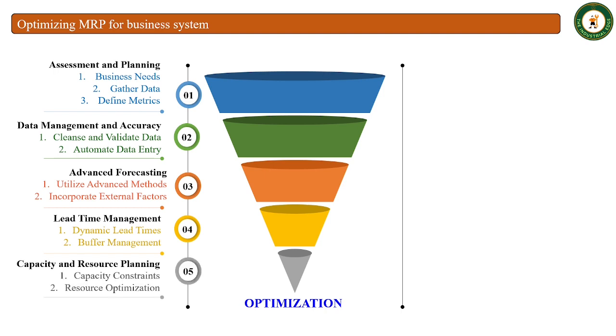Fifth step in optimization is capacity and resource planning. So in capacity and resource planning, capacity constraint. Integrate production capacity constraints into your MRP system to align production schedule with available resources. Consider machine capacities, labor availability, and work center capacities. Resource optimization. Optimize the utilization of resources by balancing workload, minimizing bottlenecks, and ensuring efficient use of production facilities.